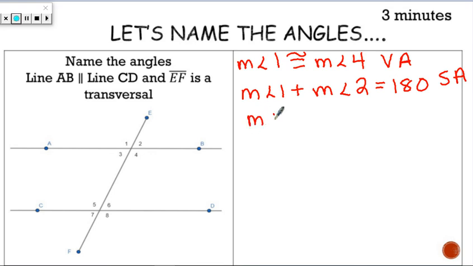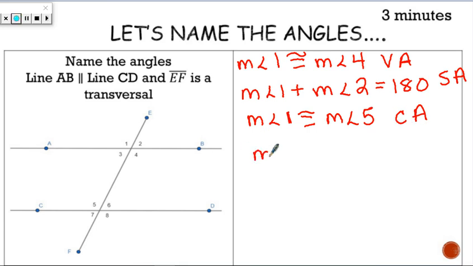The measure of angle 1 is also congruent to the measure of angle 5. And 1 and 5 are called corresponding angles. If you look at 1, it's on the top of the parallel line, and if you look at 5, it's on the top of the line at the bottom. So those are called corresponding angles, and I'm going to write CA for that one.